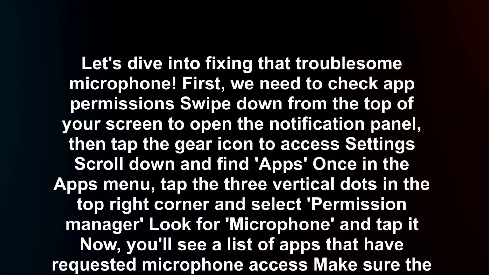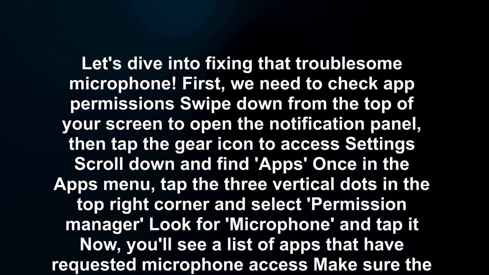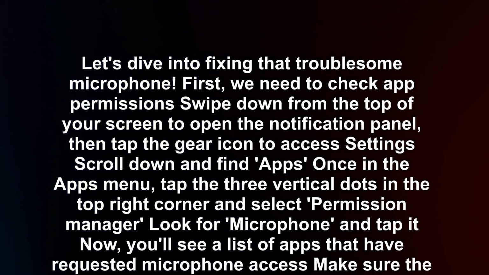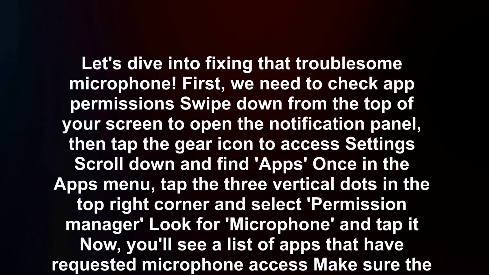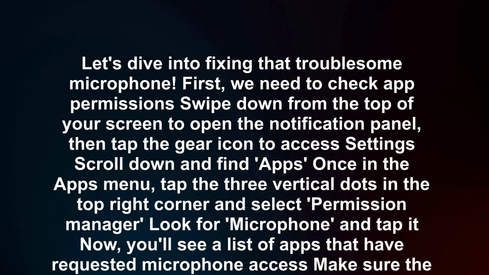Swipe down from the top of your screen to open the notification panel, then tap the gear icon to access settings. Scroll down and find apps. Once in the apps menu, tap the three vertical dots in the top right corner and select Permission Manager. Look for microphone and tap it now.